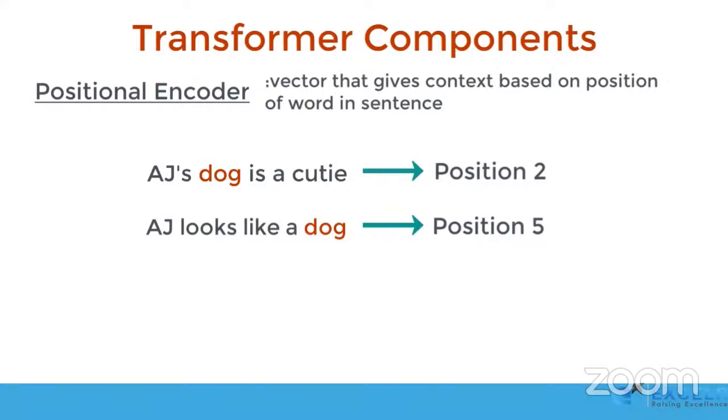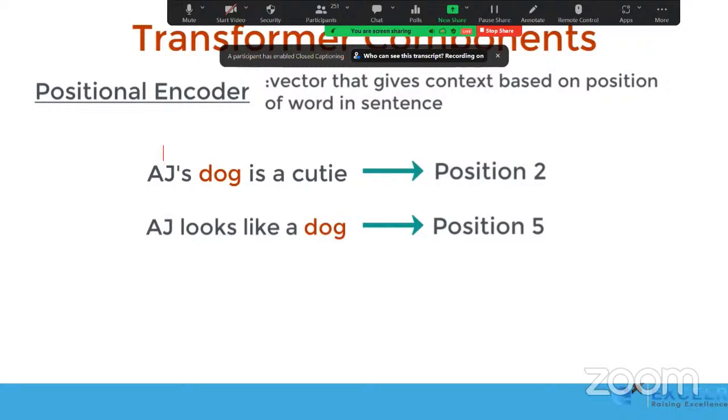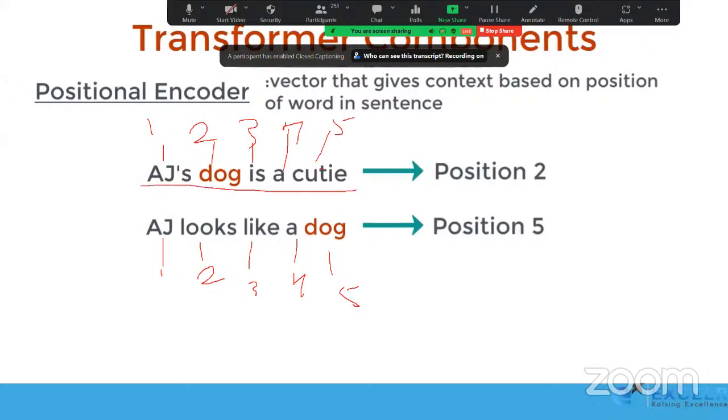This position encoding does a very simple thing. It creates the position for each and every word. For example, the first word is position number 1, dog is position 2, is is position 3. Let me write it out. This is 1, this is 2, this is 3, this is 4, and this is 5. Similarly, this is 1, 2, 3, 4, and 5. So for this sentence, this dog is in position number 2. And for this sentence, the position is number 5.